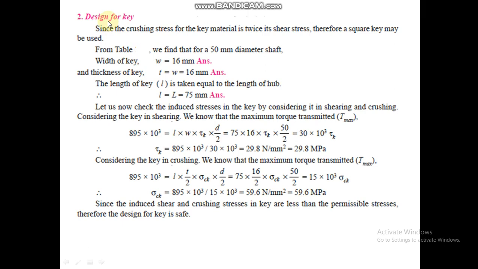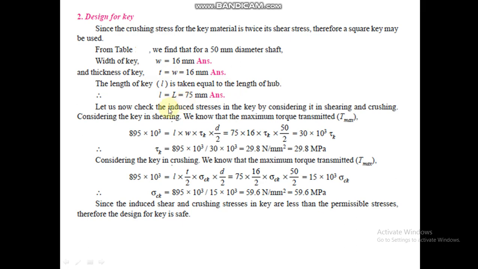After that, you will design the key. Again, repeat the same steps. The shear stress is half of the crushing stress, or we can say the crushing stress is twice the shear stress. Therefore, we will use a square key. From the table, we can see that for a 50 diameter of the shaft, you will use a key whose width is 16, or you can directly calculate by dividing 50 by 4. You will calculate the width of the key. Equate the width and thickness because we will use a square key. So the length of the key will be equal to the length of the hub, that is 75.